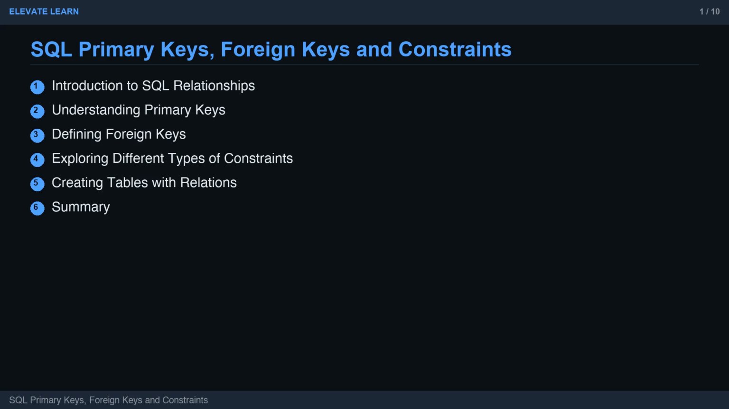We'll also cover different types of constraints to ensure data consistency and accuracy. Finally, we'll show you how to create tables with these relationships in place. By the end of this session, you'll have a solid understanding of how to build robust database structures.